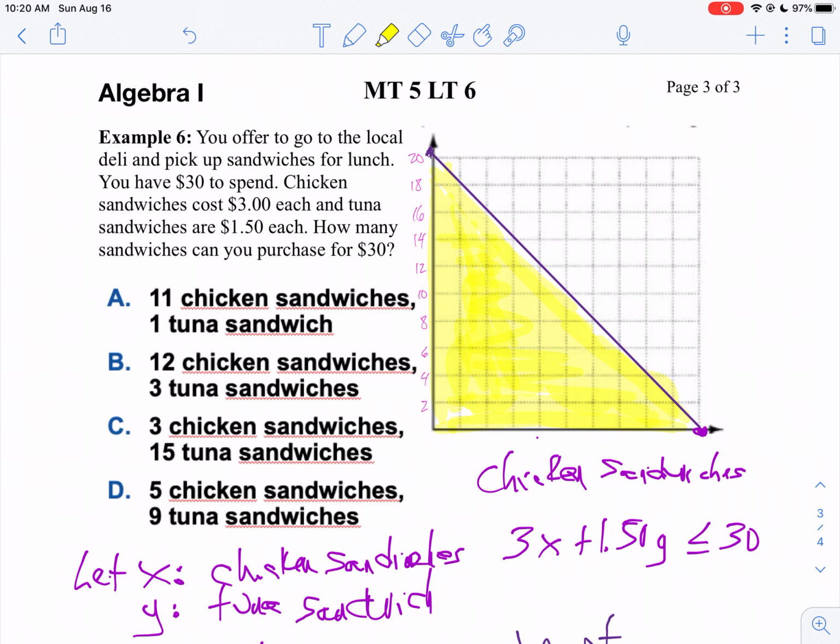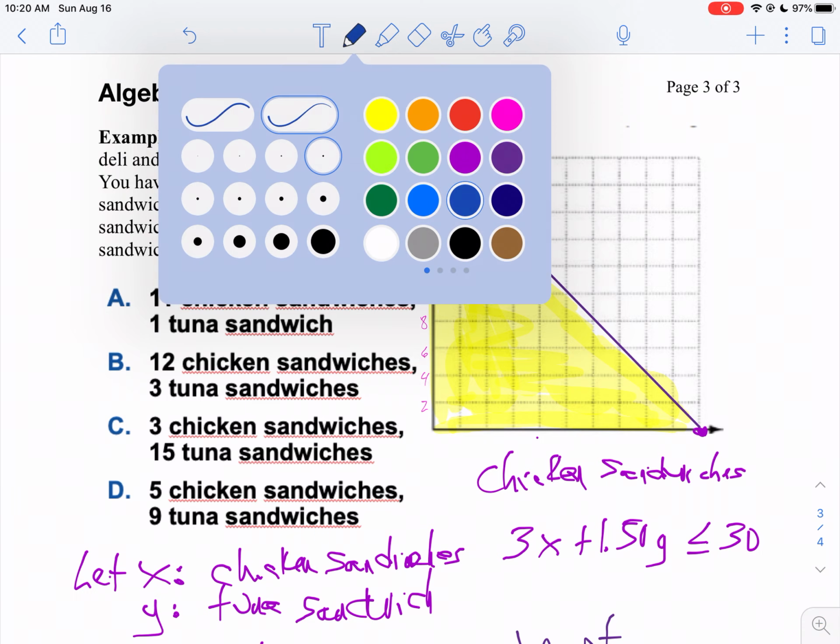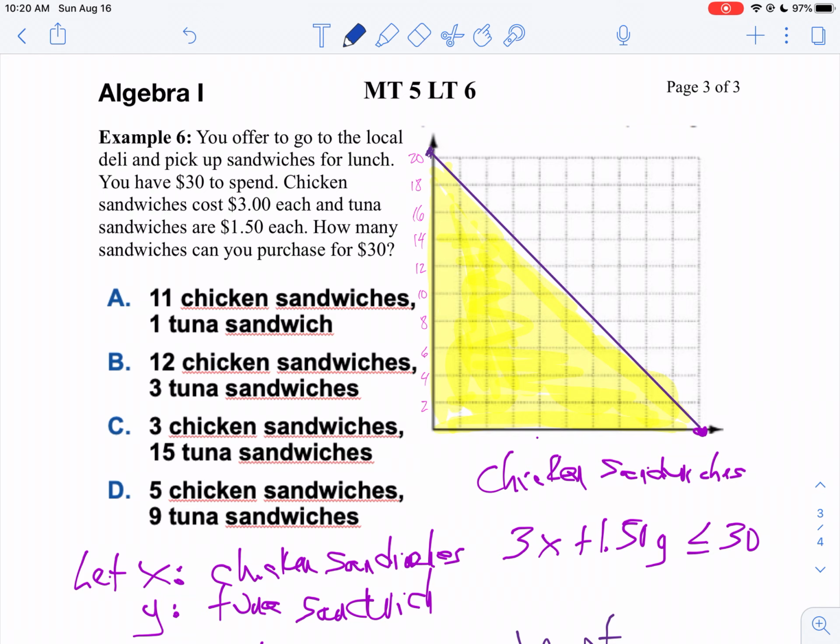Now what we're going to have to do is look at your multiple choice questions and see which ones are true. Is 11 chicken sandwiches and 1 tuna sandwich in your grid? No, because you can't have any more than 10 chicken sandwiches. So B is also incorrect because you have 12.